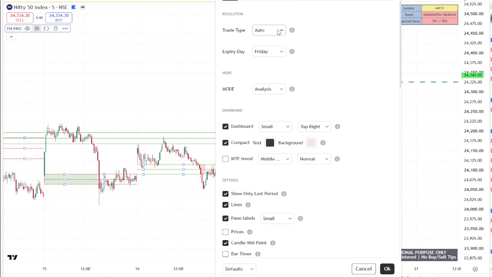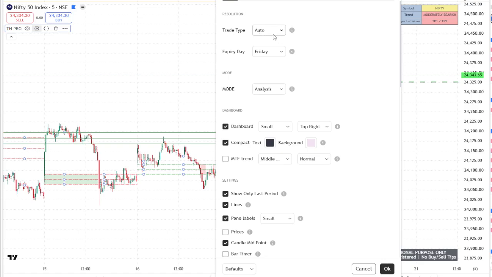Once you move your mouse over this, it automatically shows the suggested time frames for each of those. Ideally, for intraday it is 5 minutes. If you are a scalper, it is 3 minutes. Anything less than 5 minutes, like 3 minutes, 2 minutes, or 1 minute, whatever suits your style of trading. By default it is in auto mode.